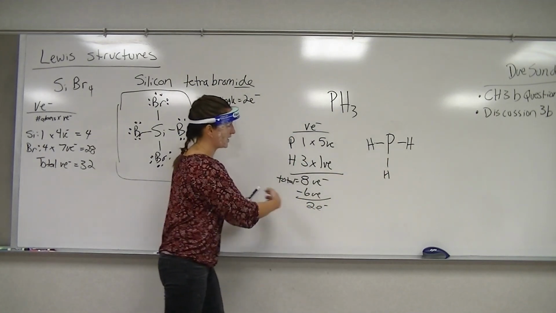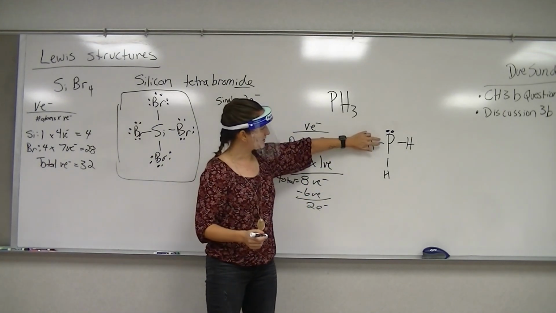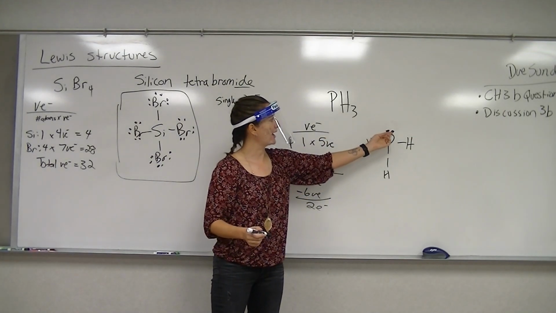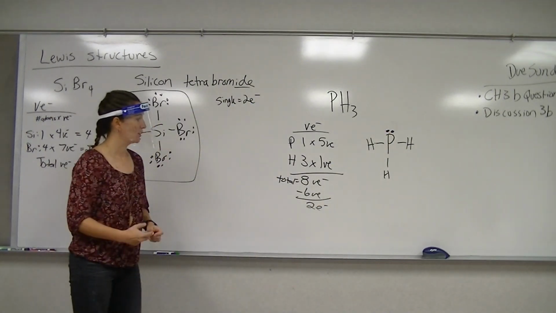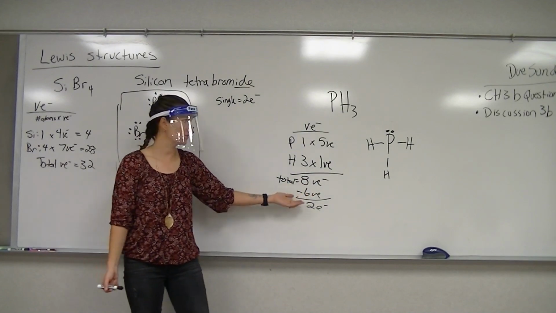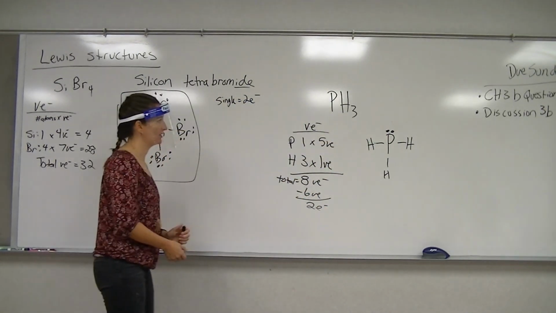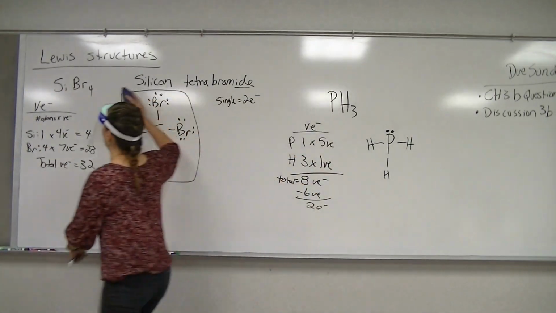So we're going to take those last 2 and just pop them right on top. Now he has 2, 4, 6, and then that lone pair counts as 2 as well. So he has 8 total electrons, which is good because we had to use those somewhere because we have 8 total to use. So it makes sense that he needed more.